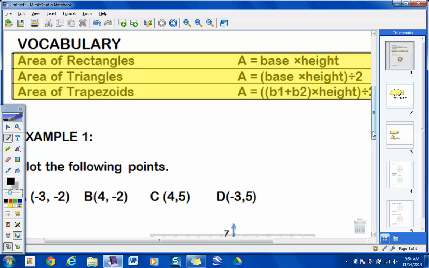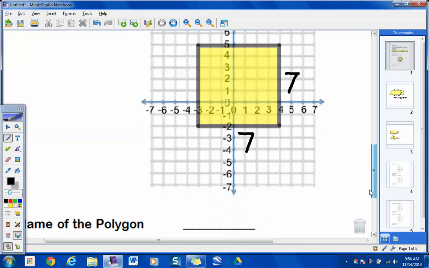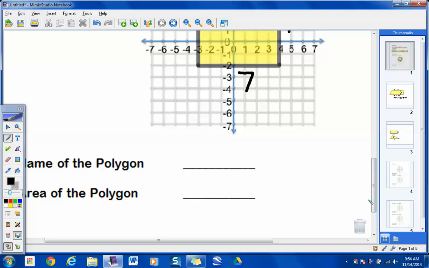So here's the dealio. Down at the bottom here, it says name the polygon. Specifically, what kind of a polygon are you going to call it then? Well, it is a quadrilateral, but more specifically, you said it was a square. Yeah, I agree, it's a square. So put square right down here.